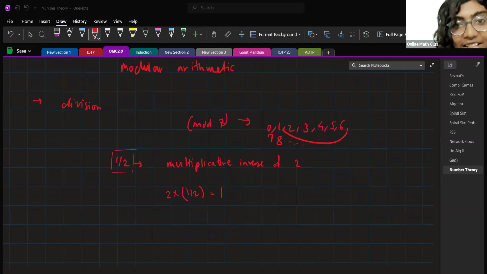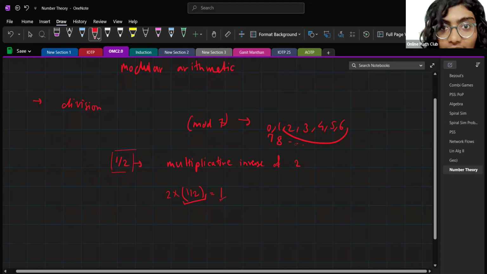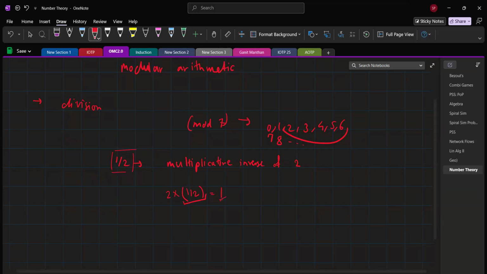Basically what we're looking for is a number which when multiplied by 2 gives us 1 mod 7. How many such numbers are there?